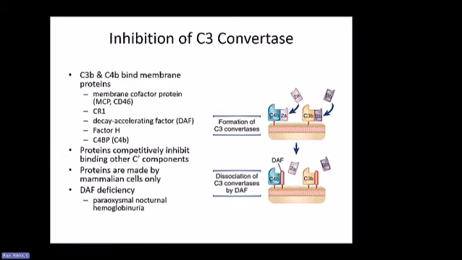Inhibition of C3 convertase: C3b and C4b can bind membrane proteins, so MCP, CR1, decay accelerating factor, and factor H. All of these are making sure that complement does not stay active when it's not supposed to. But if there is a defect in decay accelerating factor, for example, there will be paroxysmal nocturnal hemoglobinuria.